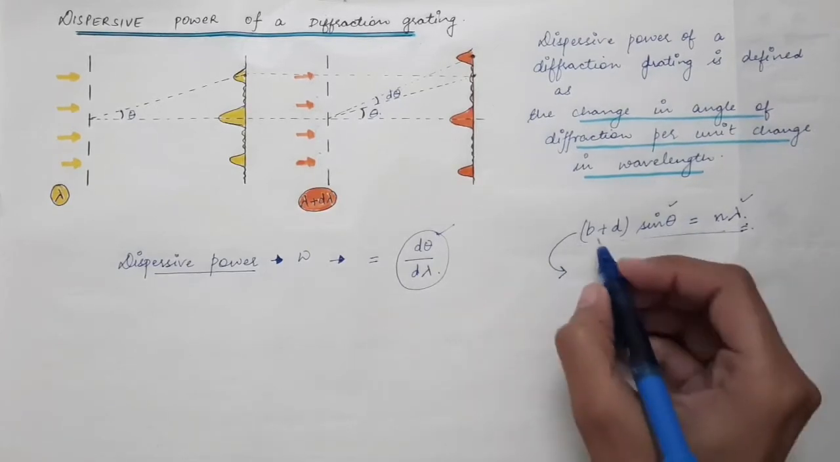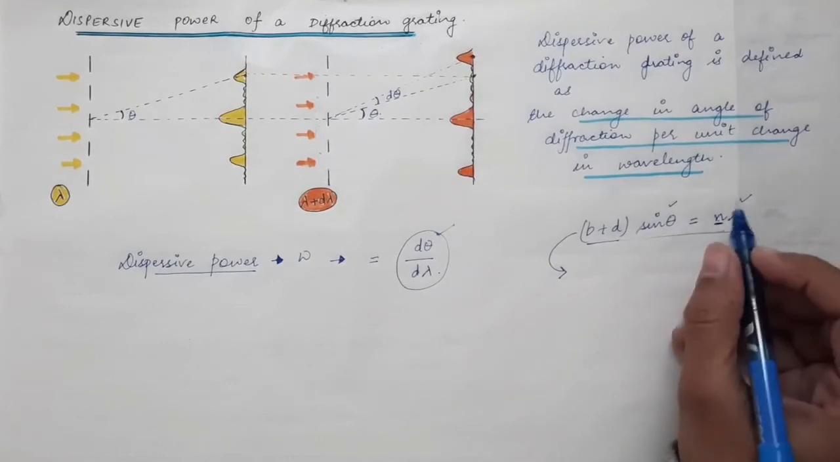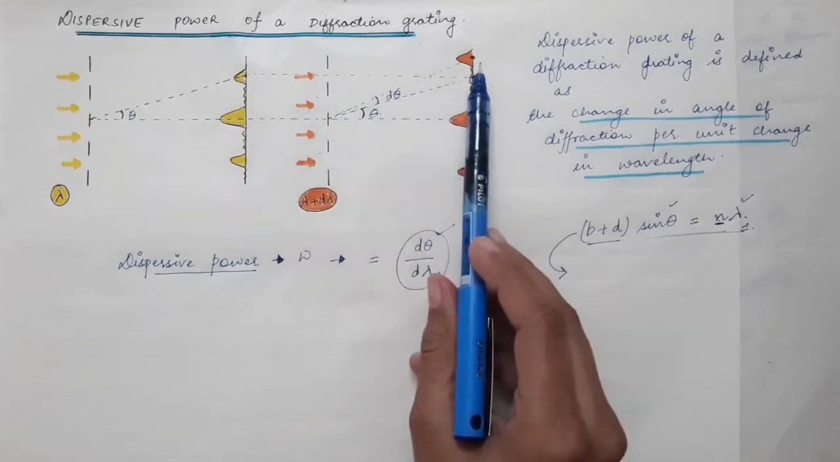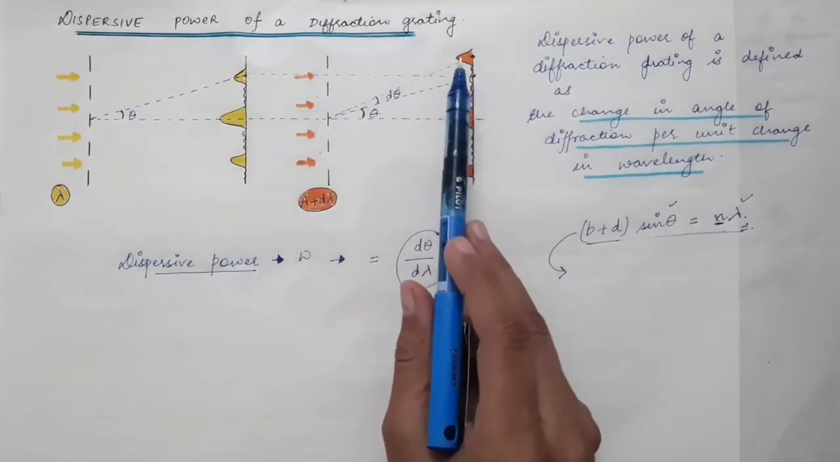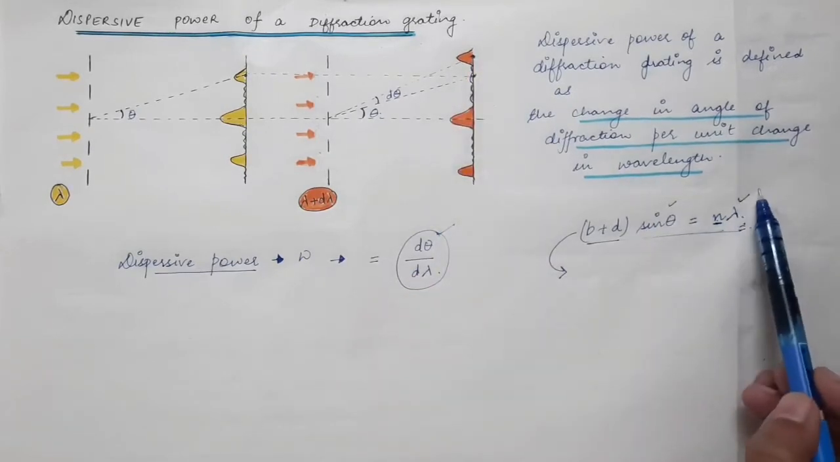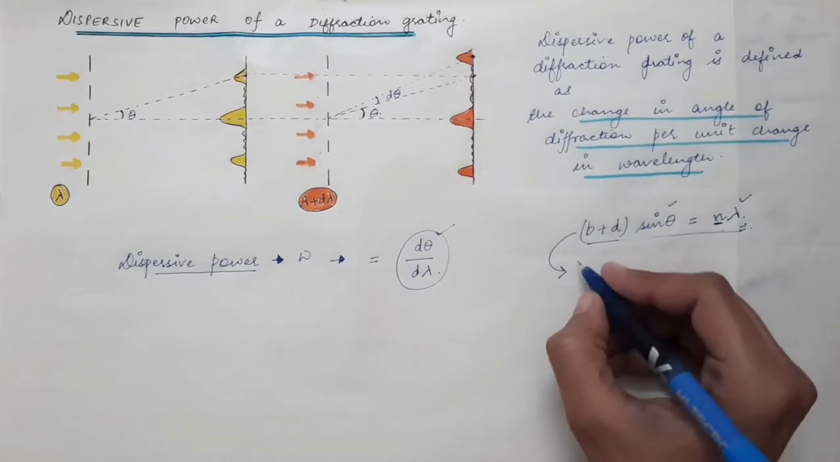On differentiating, b plus d is constant and n will be constant, because in this diagram we are looking at the first principal maximum only, so n will be 1. So n is also fixed. We are seeing the change in angle of diffraction corresponding to change in wavelength, so now we will do its differentiation.